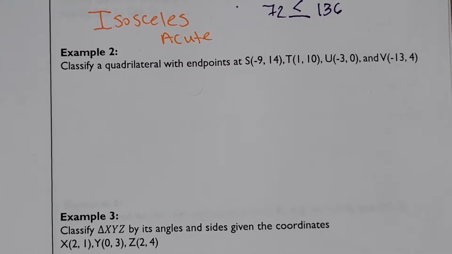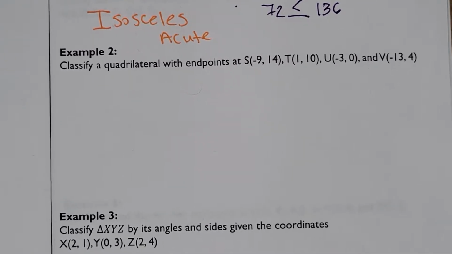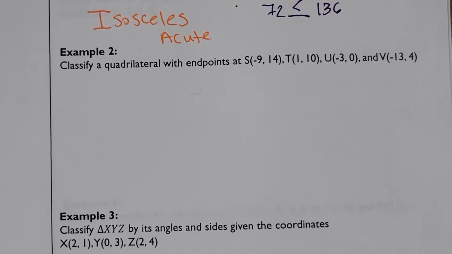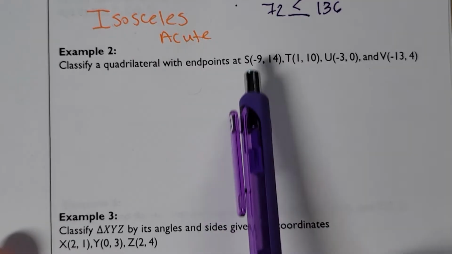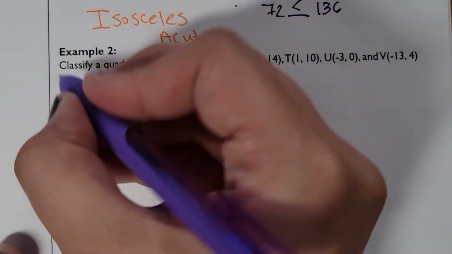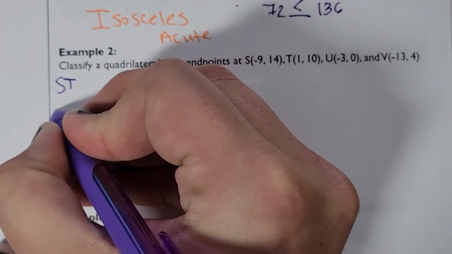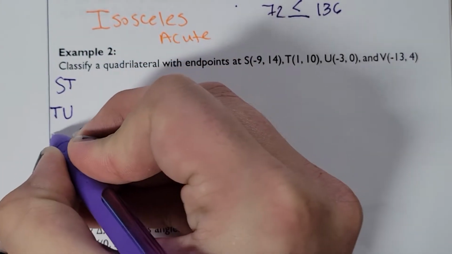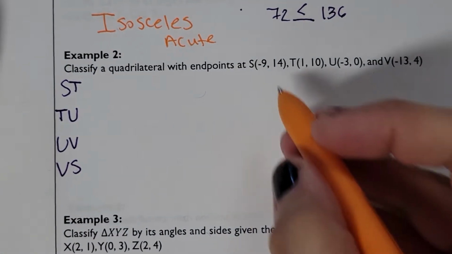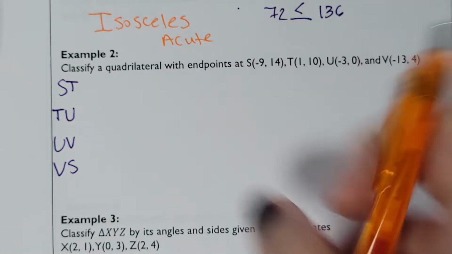Example 2, we step up to a quadrilateral. So now I have 4 points that I have to find. So I'm going to do distance formula 4 times here. So S to T, T to U, U to V, and V back to S, and we are going to set up our distance formulas there. So again, wrong column.